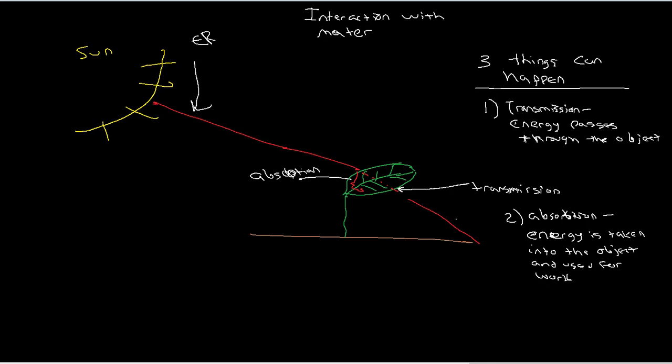So we have transmission, where things pass through, we have absorption, where the energy is actually retained and used for something. And then finally, the third thing that can happen is that it bounces off. When it bounces off, this is reflected, or reflection.